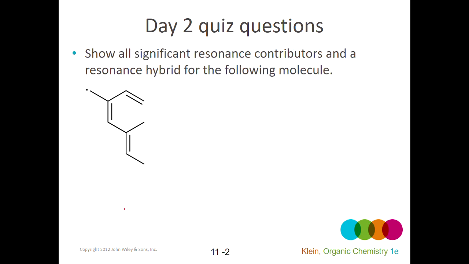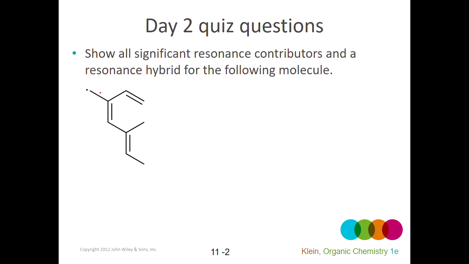The next quiz question that related to the content we talked about yesterday involves drawing resonance contributors and resonance hybrids. So we did a little work with that yesterday. So if I have a free radical here, I recognize it's allylic to this pi bond, but not this one. It's too far away to be in conjugation with this pi bond.